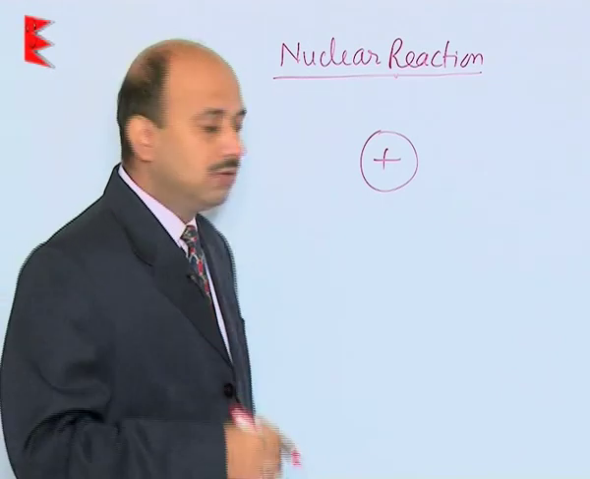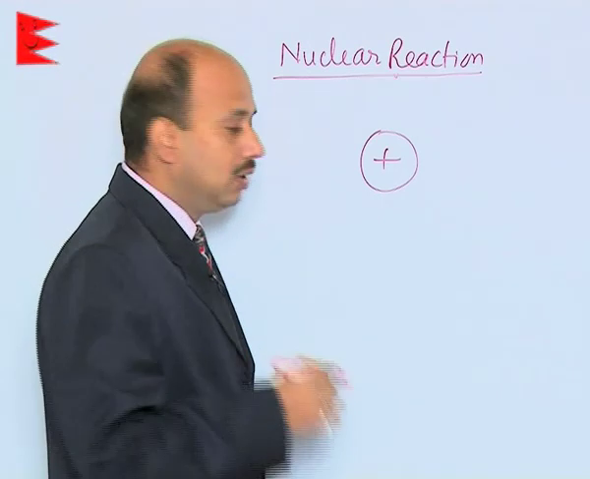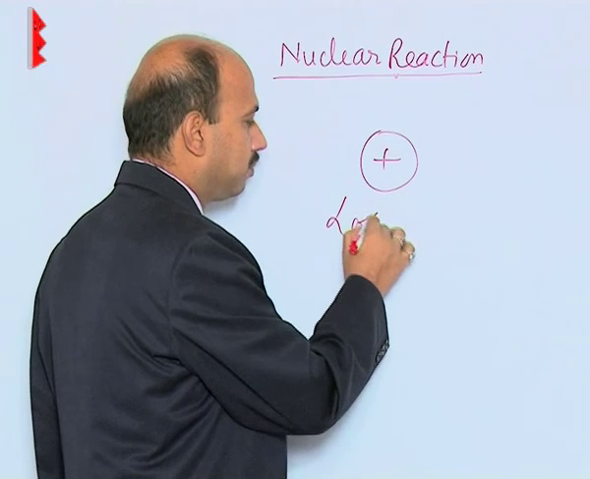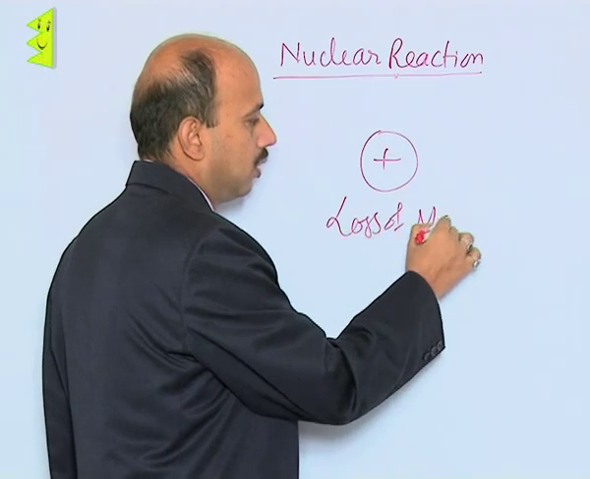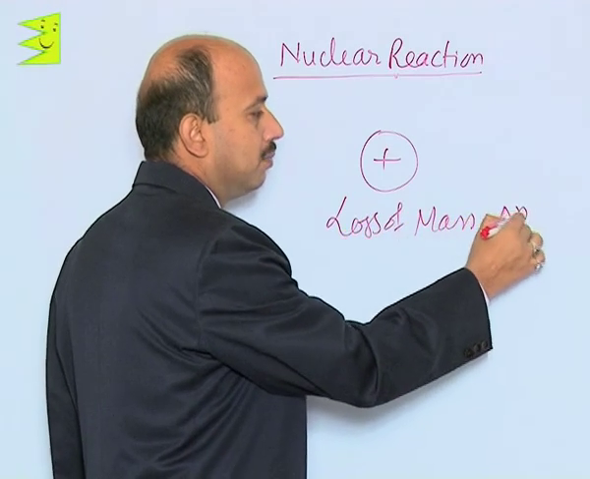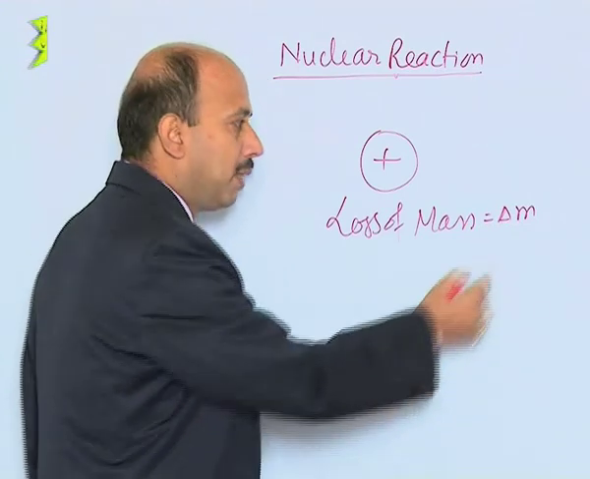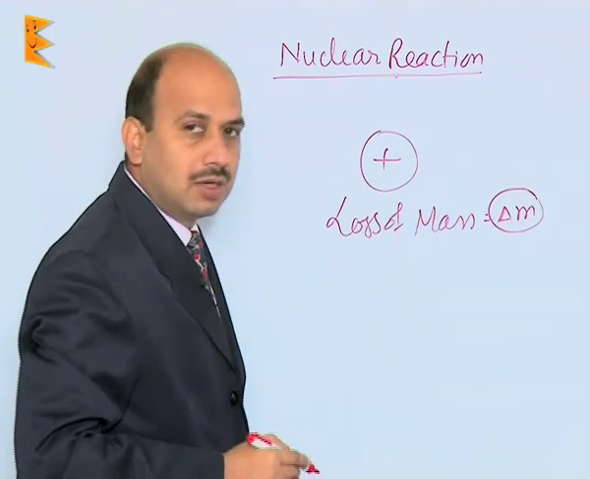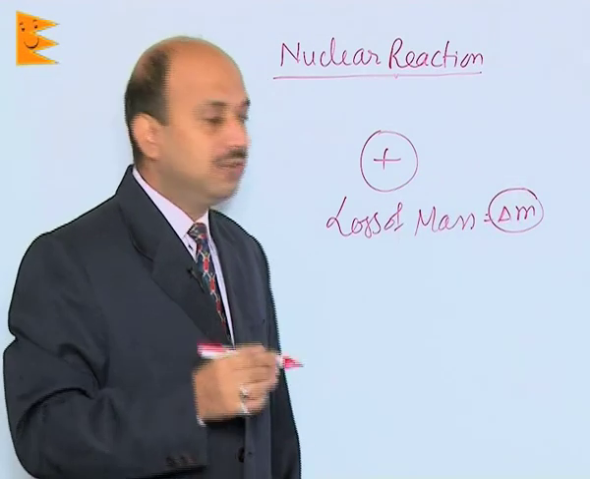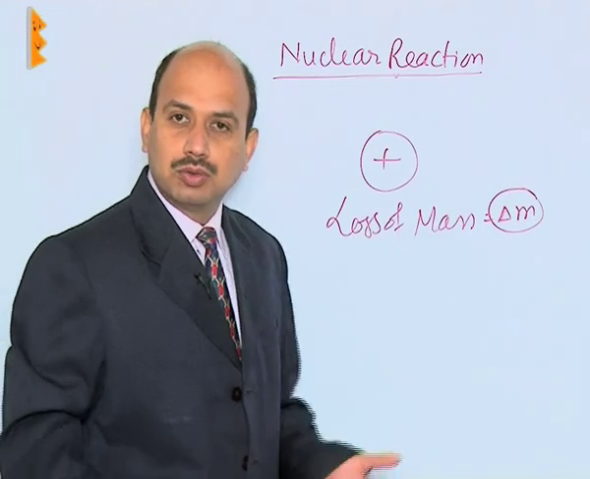But during nuclear reaction, there is a loss of mass, that is equal to delta M, and due to this loss of mass, energy is released. But as compared to chemical reaction, the energy released in nuclear reaction is in large amount.